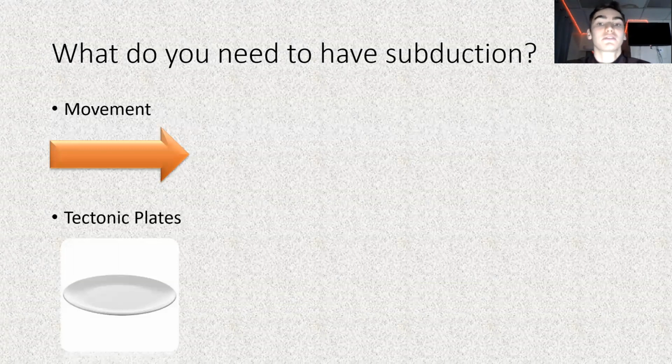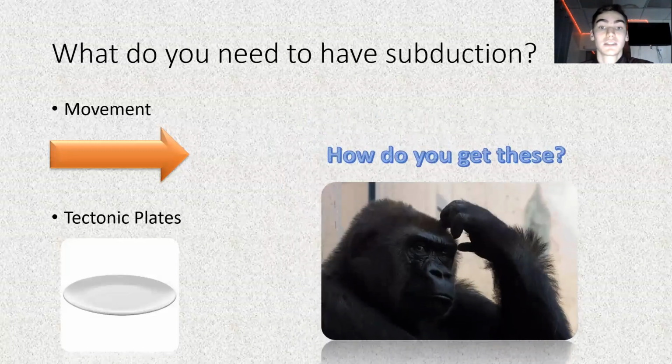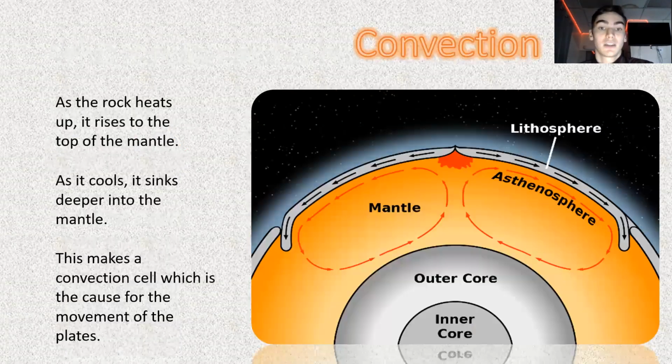What do you need to have subduction? Well, you need two things. You need movement and you need tectonic plates. How do you get these? Through a process called convection. Here in the diagram, you can see the process of convection, which is shown by the arrows.